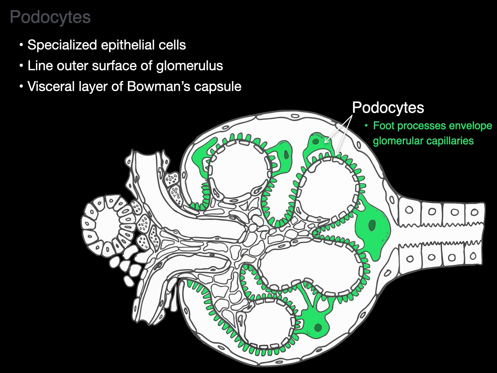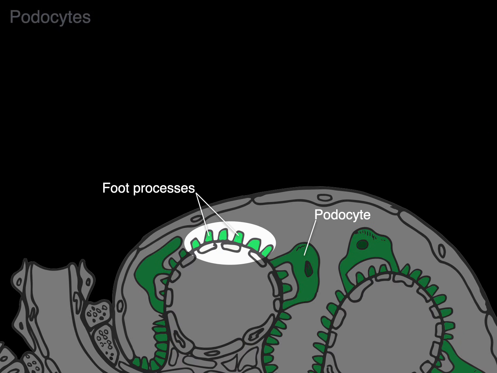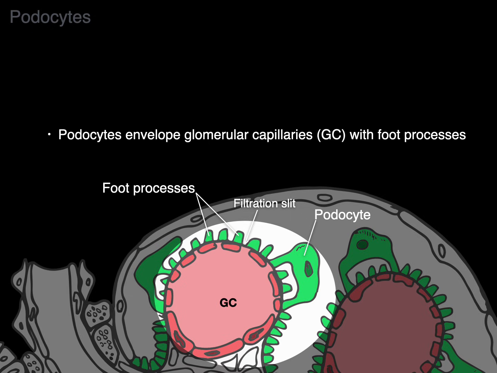And podocytes, as their name podo means foot, are foot cells. They have foot processes that envelop the glomerular capillaries. There is one cell body of a podocyte with its foot processes, and there are the filtration slits between interdigitating foot processes. And there we can see the podocytes envelop the glomerular capillaries with their foot processes.